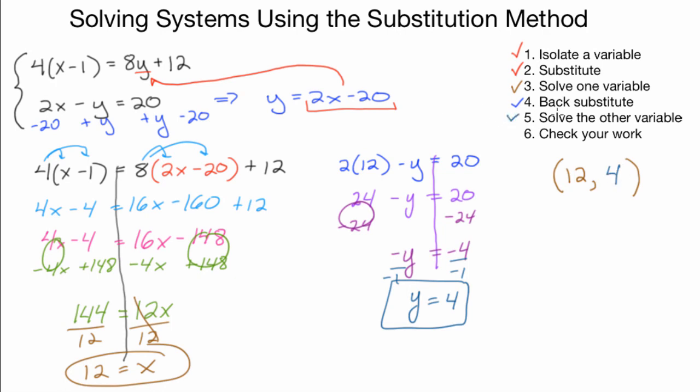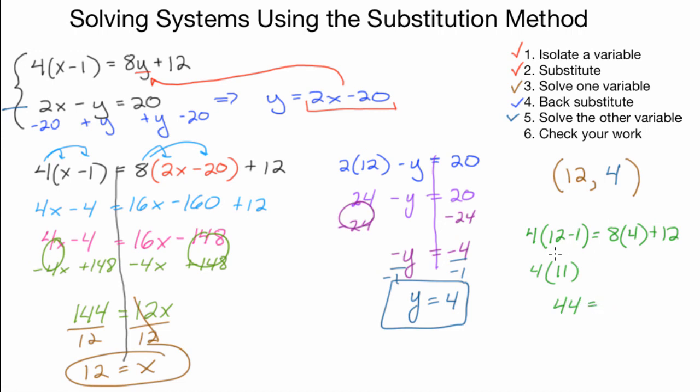That should be the solution, right? If I put x is 12 and y is 4 into both equations, both of them should work out. We know it will for the bottom one, because we used the bottom one to find y. But let's check our work by putting it into the top one. Does 4 times x minus 1, which is 12 minus 1, equal 8 times y, which is 4, plus 12? Well, 12 minus 1 is 11, and 4 times 11 is 44.